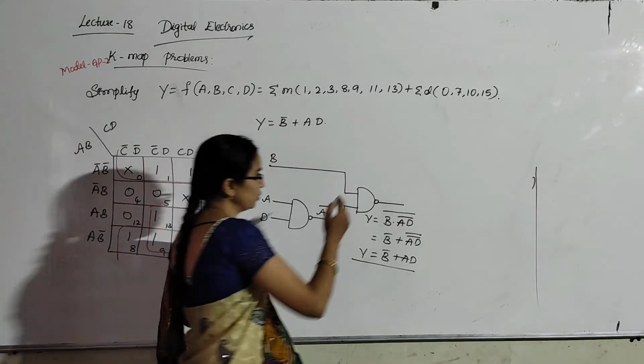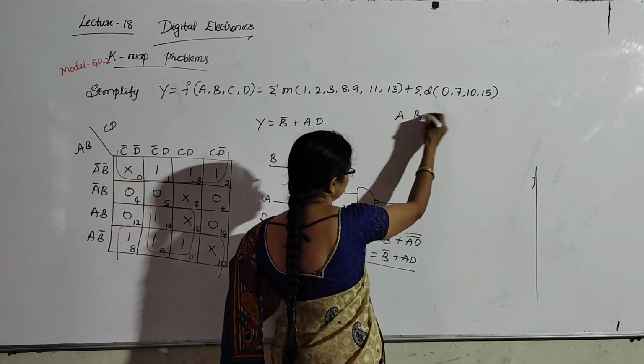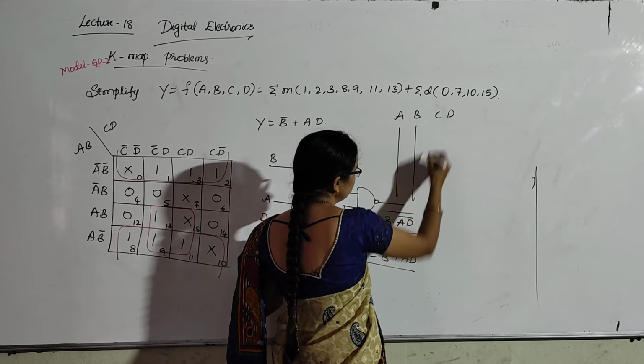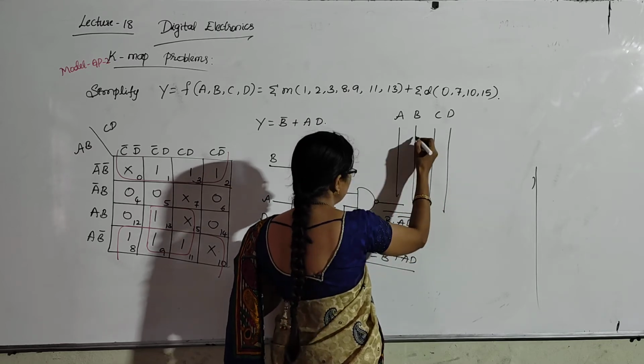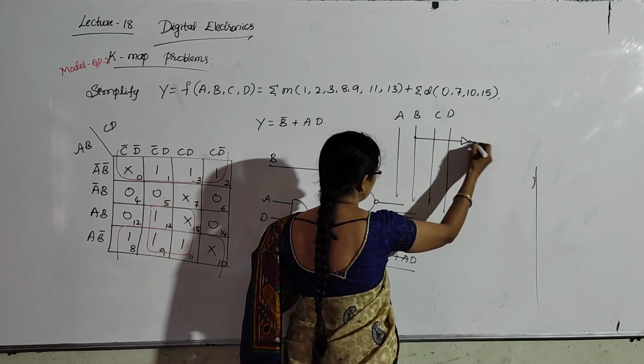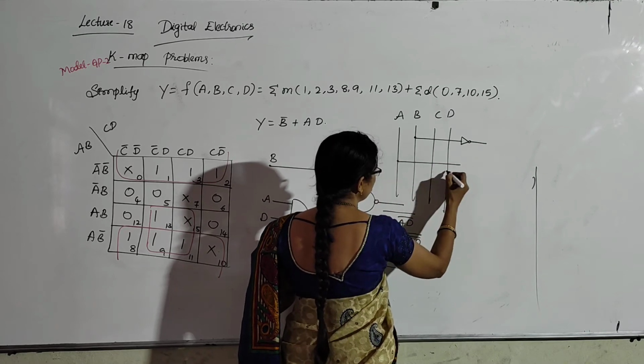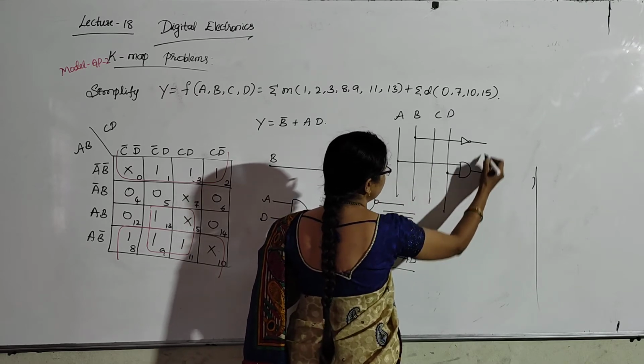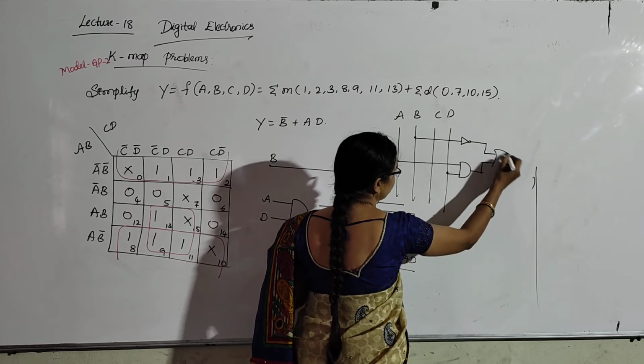And using basic gates, the 4 inputs I have taken are A, B, C, D. B bar I want, and A and D should be ANDed, then given to the OR gate.